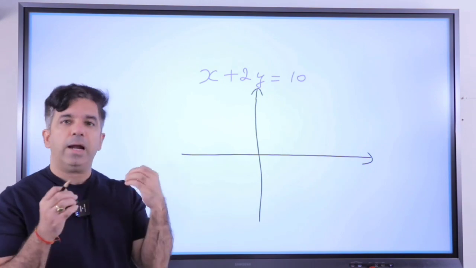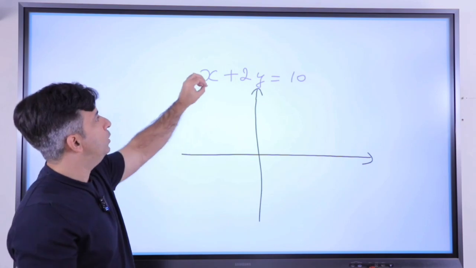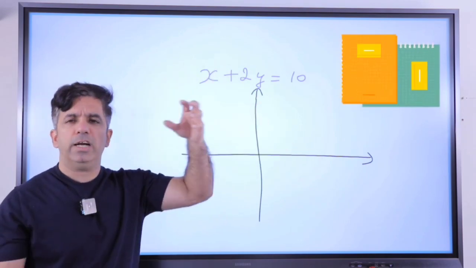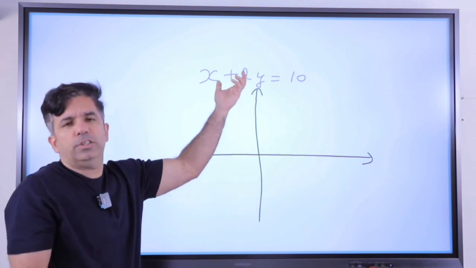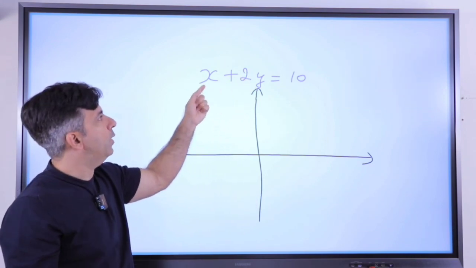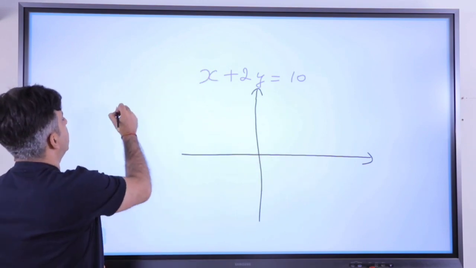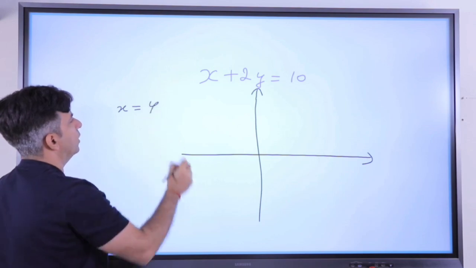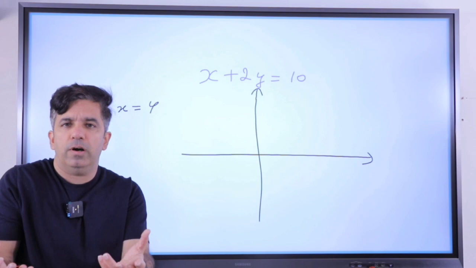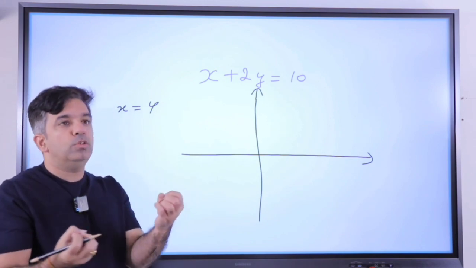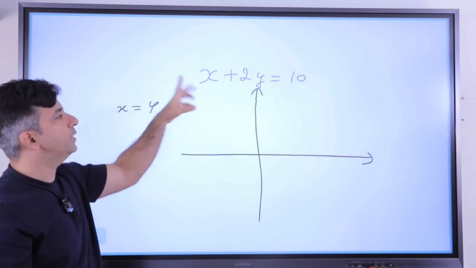I will randomly assume any of these two variables as some value. I'll just randomly fill any number to any of these variables. For example, in the example which we were doing, if I take x as 4, totally my wish. It is not necessary that you take 4. It is totally up to you. You might take 2, and that's perfectly okay. For example, I took x as 4.